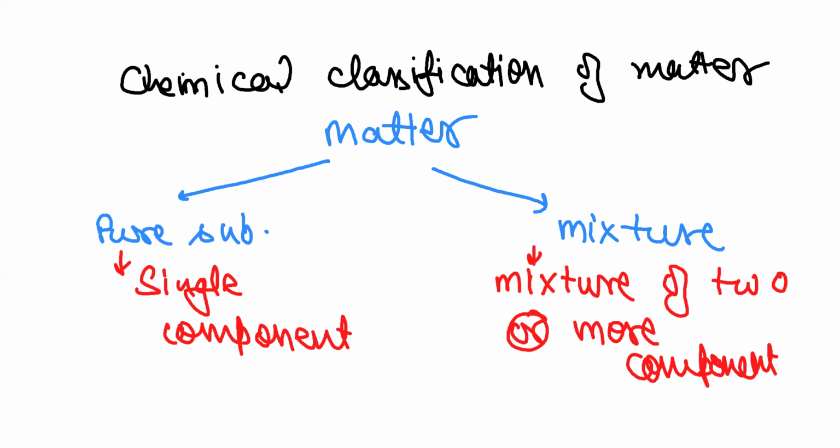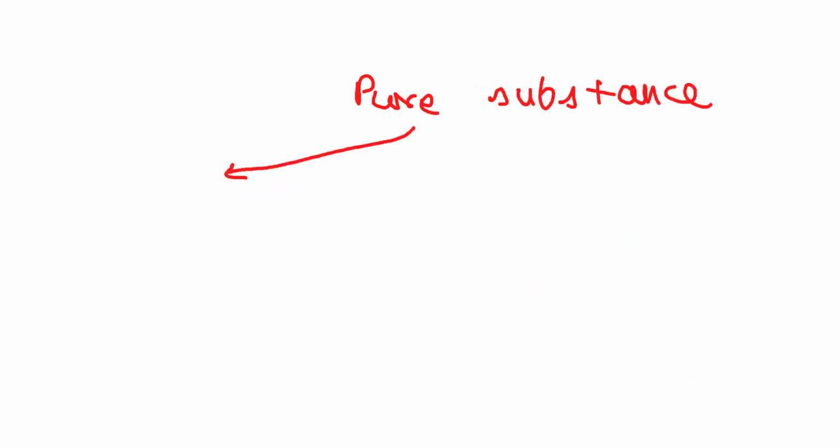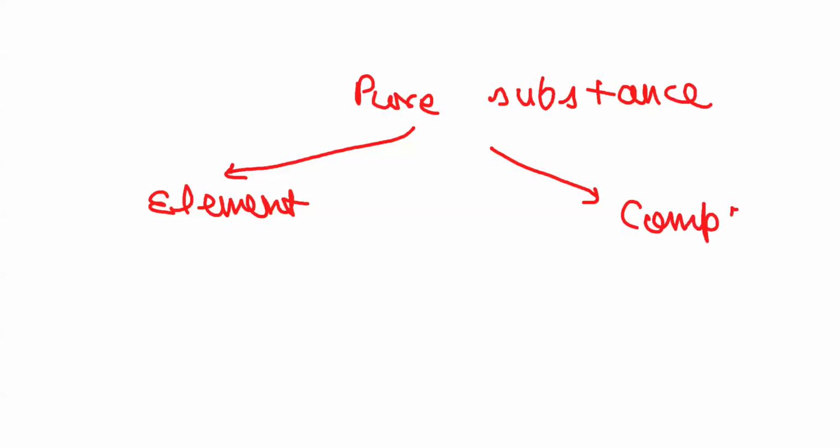Yes, sir. So now a pure substance is further classified into two categories: element and compound. This is the most important point. Can you clearly differentiate between element and compound? Yes, sir.